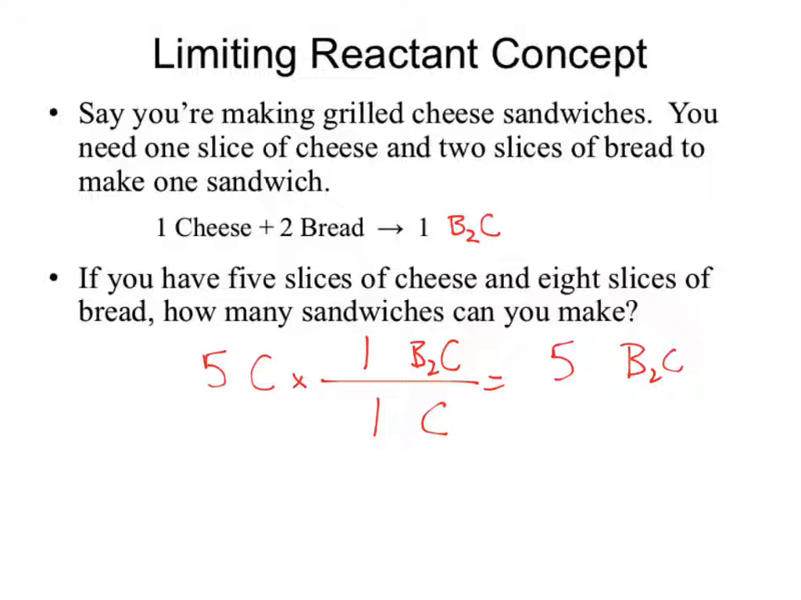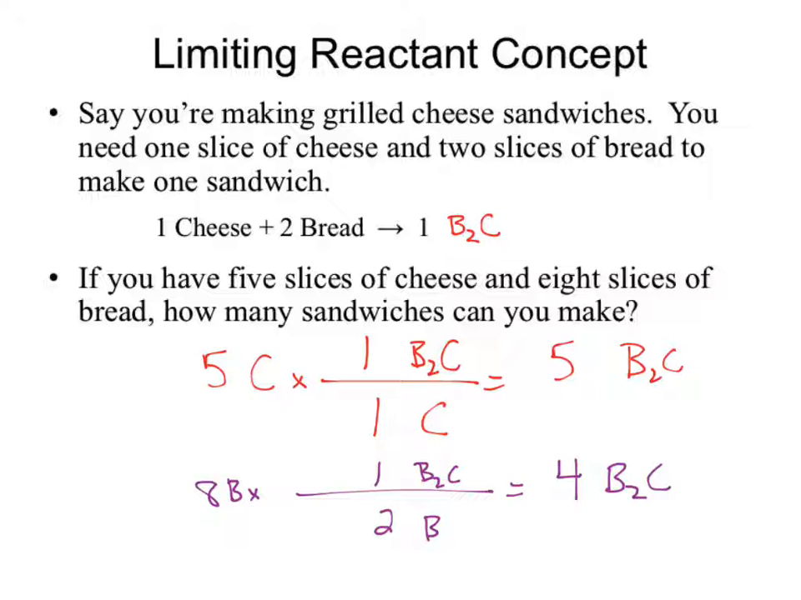Because the conversion of bread to sandwich is what we also have to go through and do. We have to take a look at our bread. We have 8 slices of bread. I'm trying to convert my bread into a sandwich. What's the conversion factor there? 1 sandwich is 2 pieces of bread. This gets me 4 sandwiches. Now that I'm in the same unit, I can compare those.